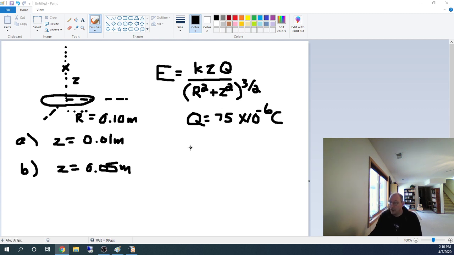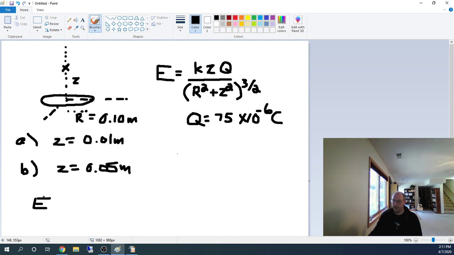Okay, so let's calculate what the electric field is at 1 centimeter above the center of the ring. So this would be plugging in these values. We'd have E, the electric field as, I think we're going to need more space. So I'm going to give myself more space. I'm going to go underneath. All right, so underneath. We're going to say the electric field.